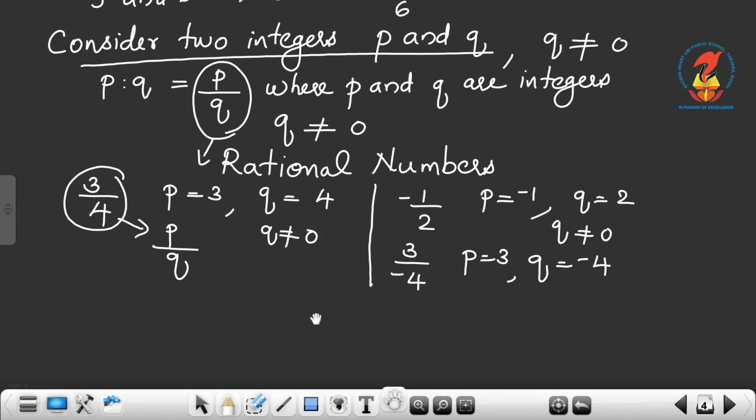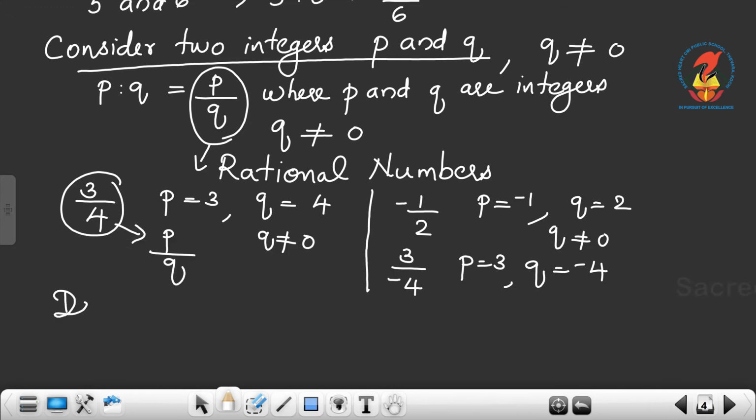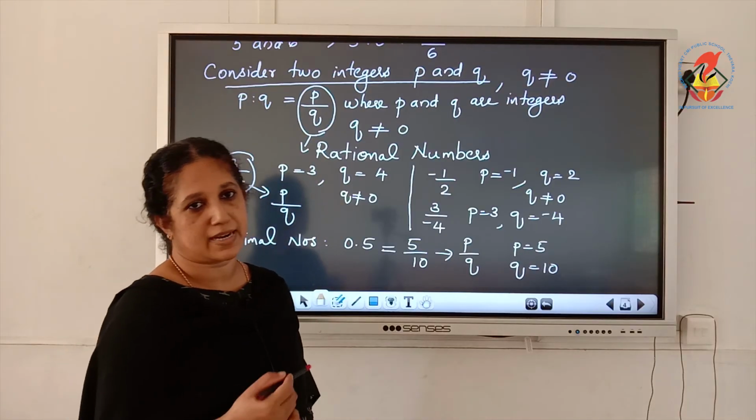Now what about the decimal numbers? Consider the decimal number 0.5. We can write it in the form of an ordinary fraction, that is 0.5 is equal to 5 by 10. Now it is of the form p by q, and the value of p is equal to 5 and q is equal to 10. And the denominator is not equal to 0. So we can say that the decimal number can be expressed in the form p by q. So they are also rational numbers.